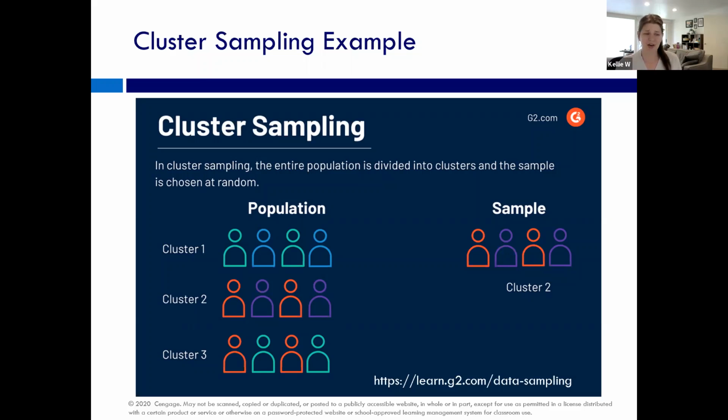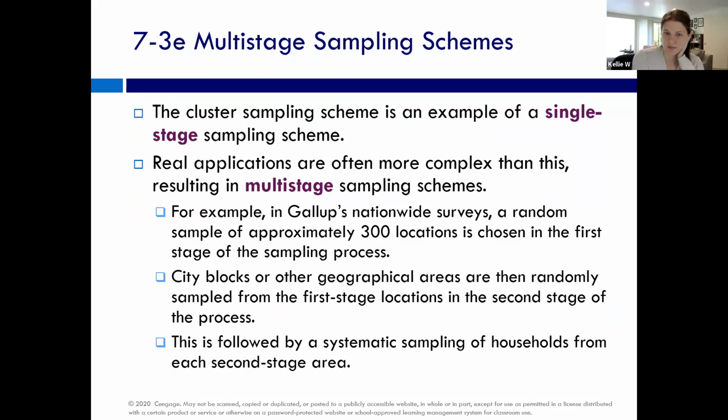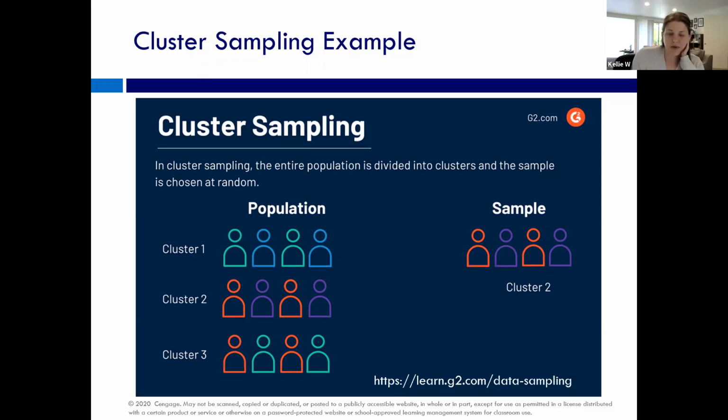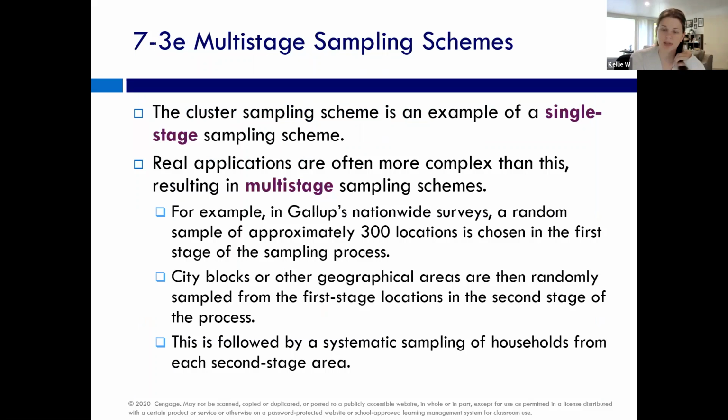You can kind of see how, unless you pull a reasonable amount of clusters to sample, you might get a skewed representation of the population as a whole. So that scheme that we just talked about, where you might have a list of cities and then you randomly select the cities as your clusters, that's a single stage sampling scheme.